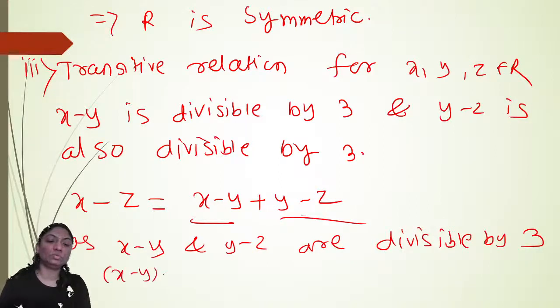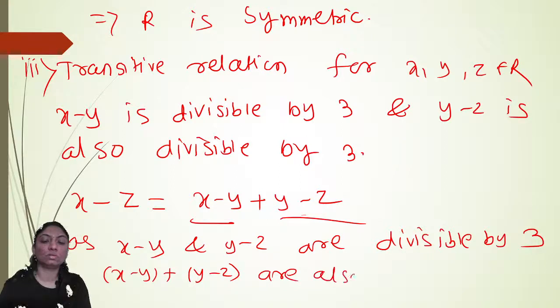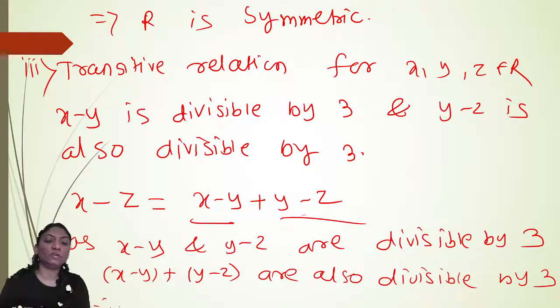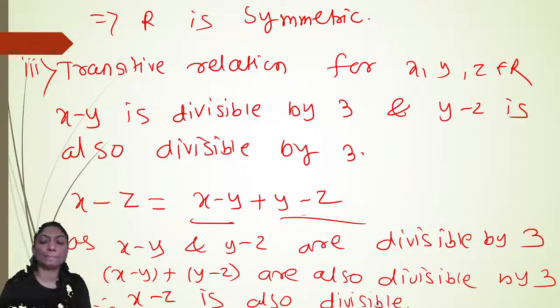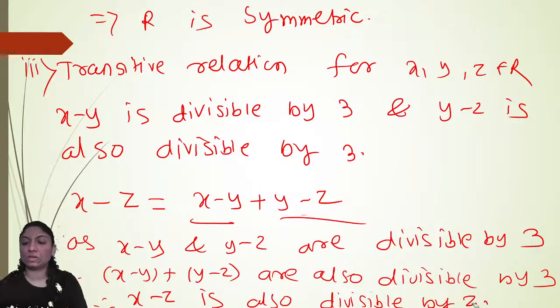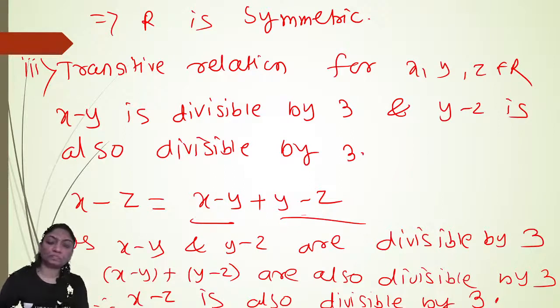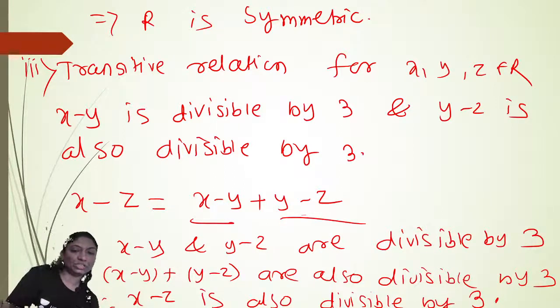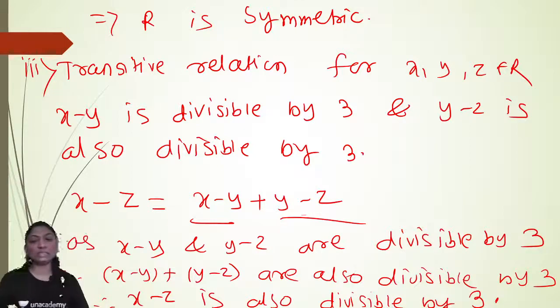Therefore, x minus z is also divisible by 3. Therefore, we can say that the relation R is transitive, and which implies R is an equivalence relation. Now we have to find out the relation, and its digraph we also have to draw.